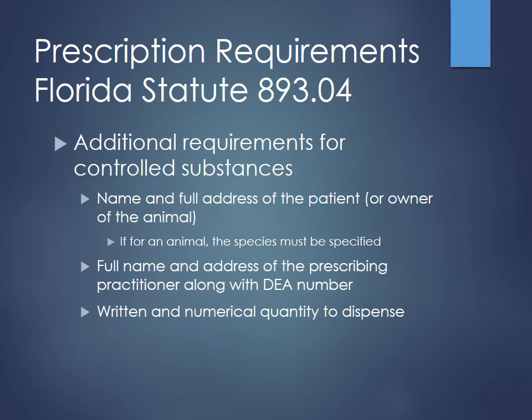Okay, so anyway, the full name and the address of the prescriber needs to be on the prescription along with the DEA number. If there's no DEA number, we're not going to fill that script, right? It needs to be there so we can back check that and make sure it's a legitimate provider who's writing for that. And then you have to have the written and numerical quantity to dispense. So it says 20 in letters and also the number, so that we know specifically how much we're going to be dispensing. There's no ambiguity about it, okay?